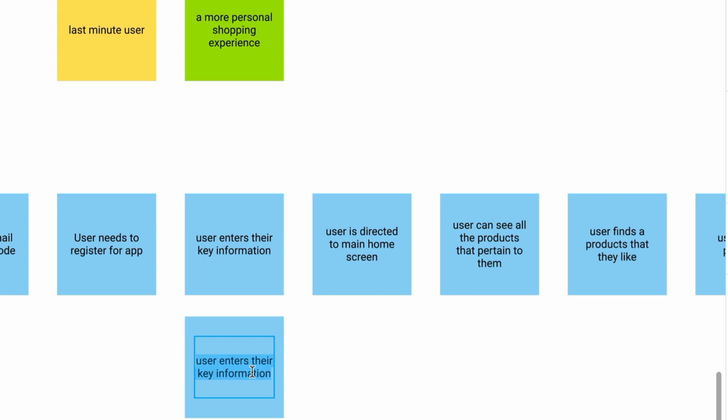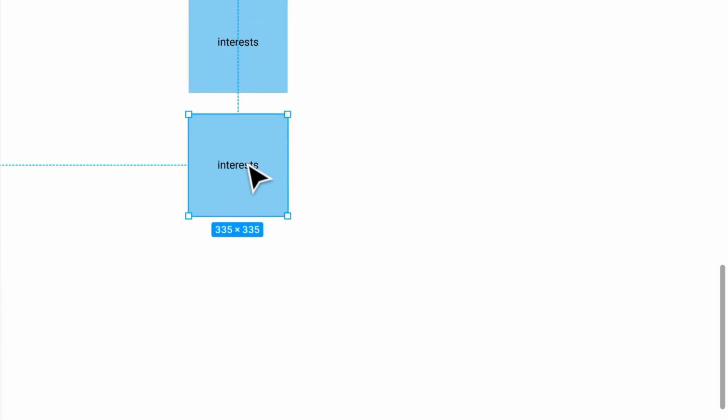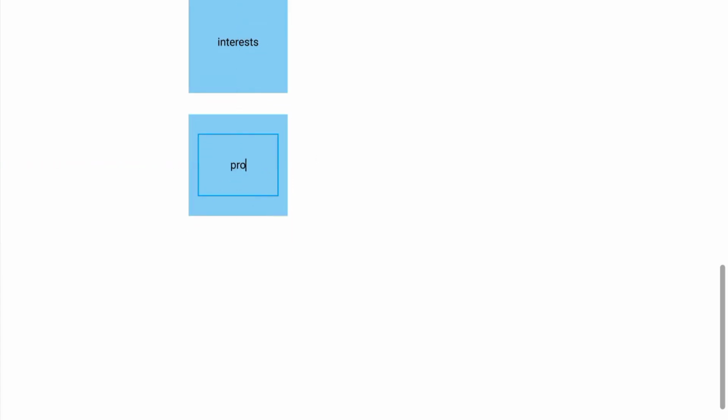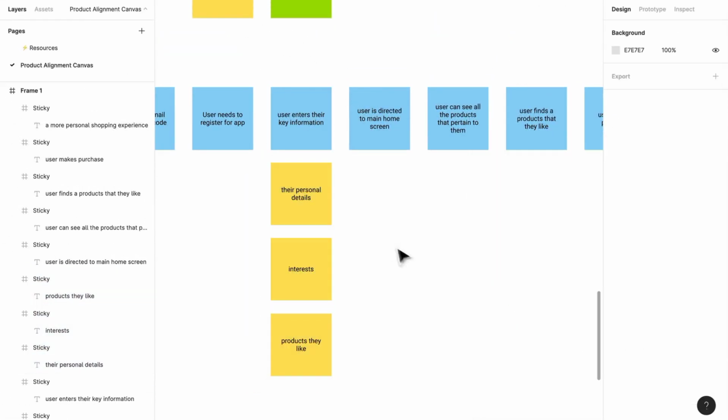So that could be something like, we maybe need to know their personal details. I don't know if that's relevant, but that's something we can talk about as a group. That's why we really need all these people in the same room. Another example could be interests, products they like. Maybe we use products they like as a way to understand a bit more about the user.